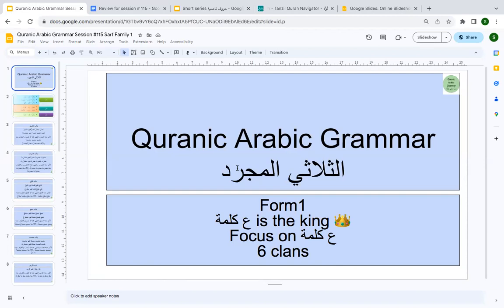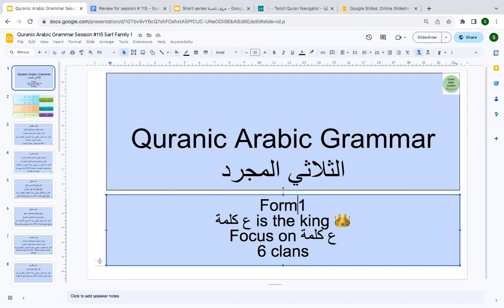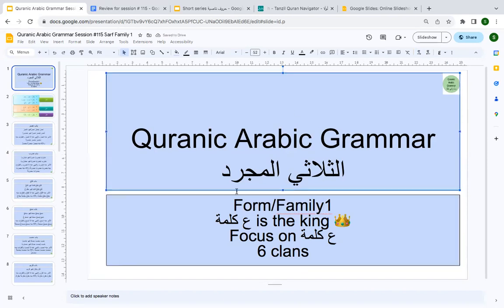And in this form 1, I want you to remember the king is Ainul Kalima. Your Ainul Kalima is the king of your family 1 or your form 1. Please focus on Ainul Kalima. I will keep on repeating and telling you. Form 1 is the same thing as family 1, just like family 2, family 3. Okay, so I can just write it over here, or family 1, if that makes things more understandable for you.